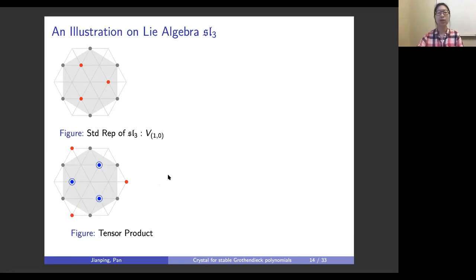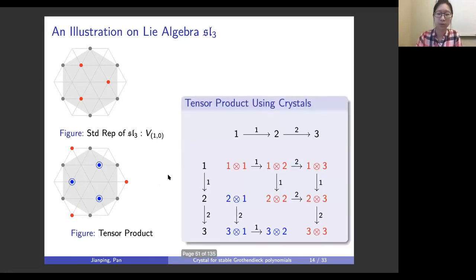You can see this takes a well-trained graduate student to carefully peel off the highest weights and do some calculation. Alternatively, crystals give you an approach. So here I'll tell you the crystal way. We have the standard representation of A2, and here I give you the standard crystal graph: 1 goes to 2 goes to 3, and another 1 goes to 2 goes to 3.